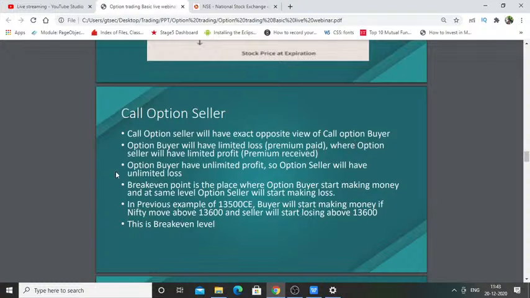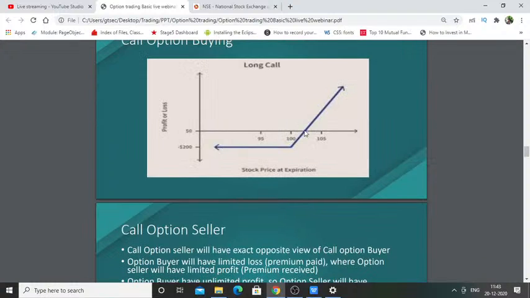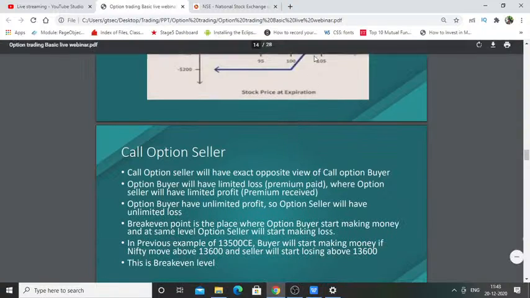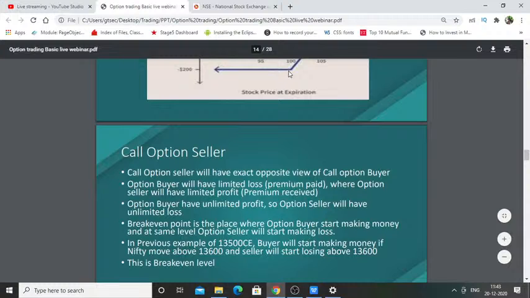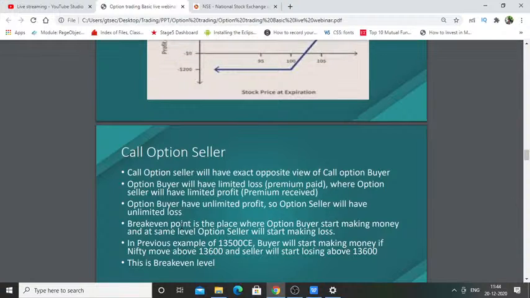Since the option buyer has unlimited profit, the option seller will have unlimited losses. Whatever profit is made by an option buyer will be the loss of the option seller, and whatever profit is made by the option seller will be a loss of the option buyer. There will be a break-even point, which is the place where the option buyer starts making money, and at the same level option sellers will start making a loss.